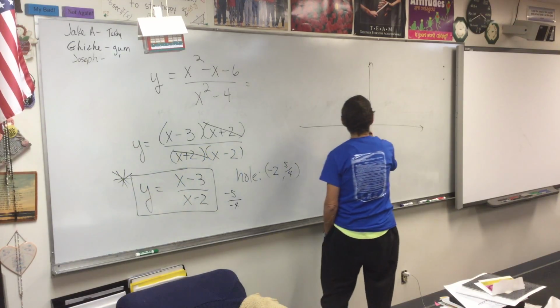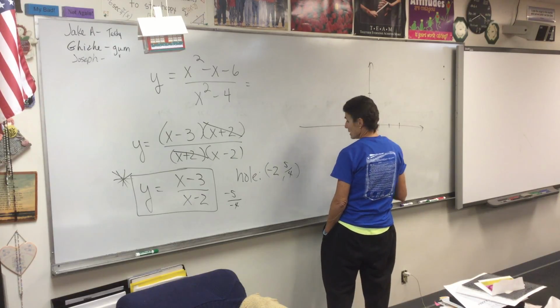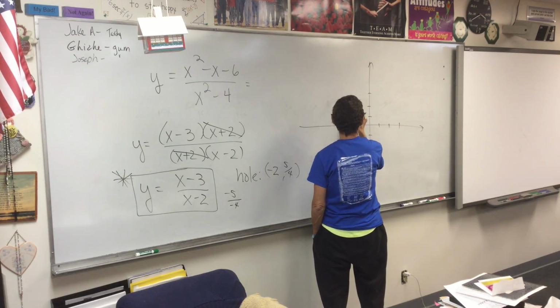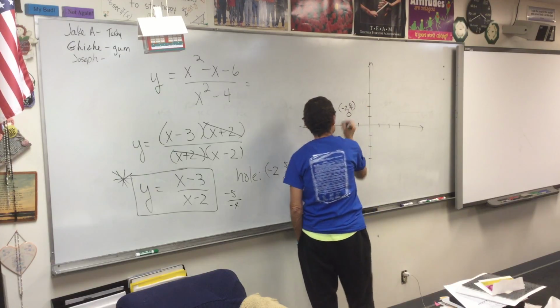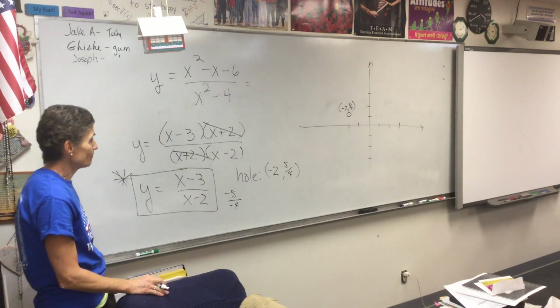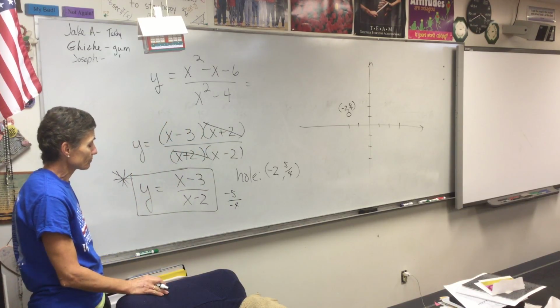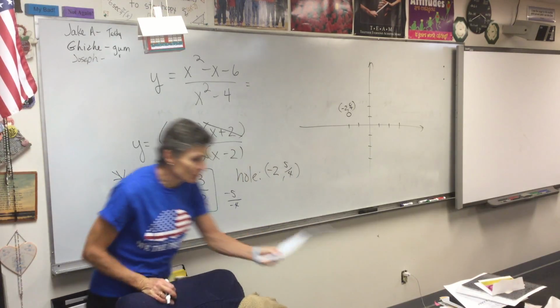So we have a hole. We're going to plot it on our grid. We have a hole at the point negative 2, 5/4. So we're going to plot an open circle. That's a hole at that point. All right, now what else do we need? Well, we need all the normal stuff.